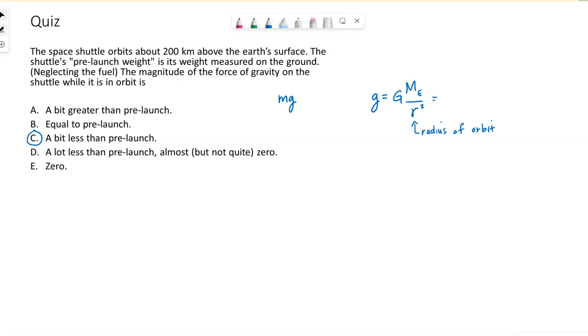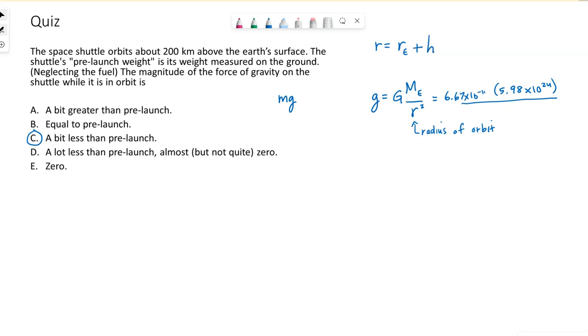So we already know G, it's a constant. The mass of the Earth, we pull off the test notes. R, well, it tells us the orbit is about 200 kilometers above the Earth's surface. So to approximate R, we're going to take the radius of the Earth, just the average value, because that's what we've been given in the table, in the test notes. So this is an approximation.